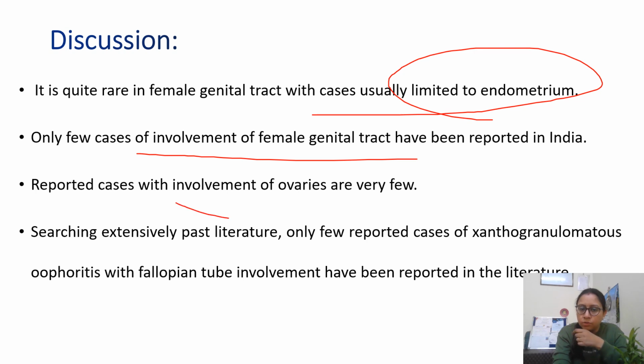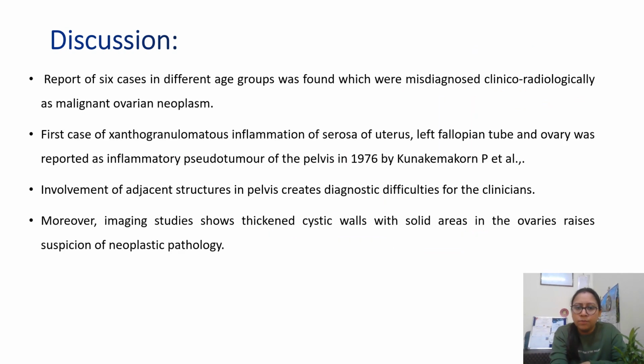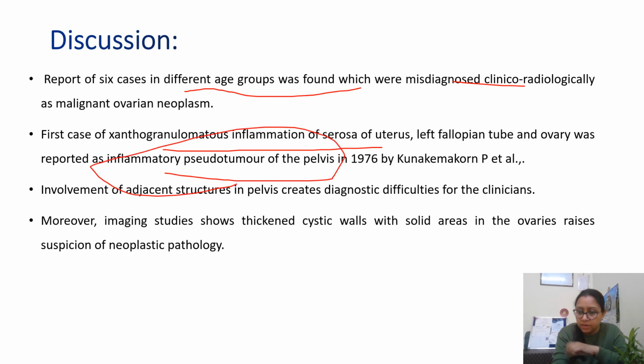Of the cases reported, some are in the ovaries, and only a few cases of xanthogranulomatous oophoritis with fallopian tube involvement have been reported in literature. One study reported 6 cases in different age groups, and they found that all these 6 cases were misdiagnosed as malignant, as ovarian neoplasm. The first case of xanthogranulomatous inflammation of the serosa of uterus, fallopian tube and ovary was reported as inflammatory pseudotumor of the pelvis. This was described in 1976.